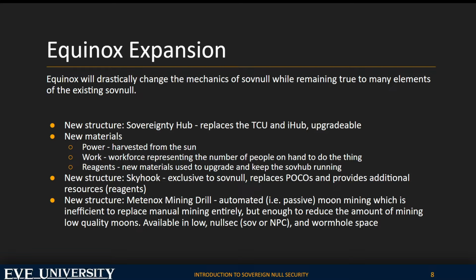The other new structure is the Skyhook, which is how you get reagents. This one is only available in Sovnull. It replaces Pocos and provides those additional resources, specifically reagents. Skyhooks can be looted. I'm not entirely clear on how the mechanics work. You've got to reinforce it, and then you can pop the storage container that holds your resources. I'm a little fuzzy on that. They tried to explain it, and I'm not totally clear on how that works. They also said that not all of it is set in stone, so some things could change between when CCP talked about it on their stream and when Equinox actually releases, but we'll see.